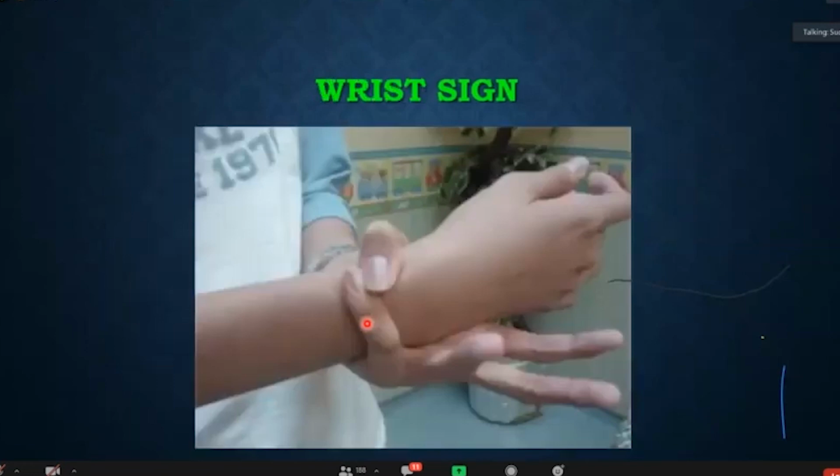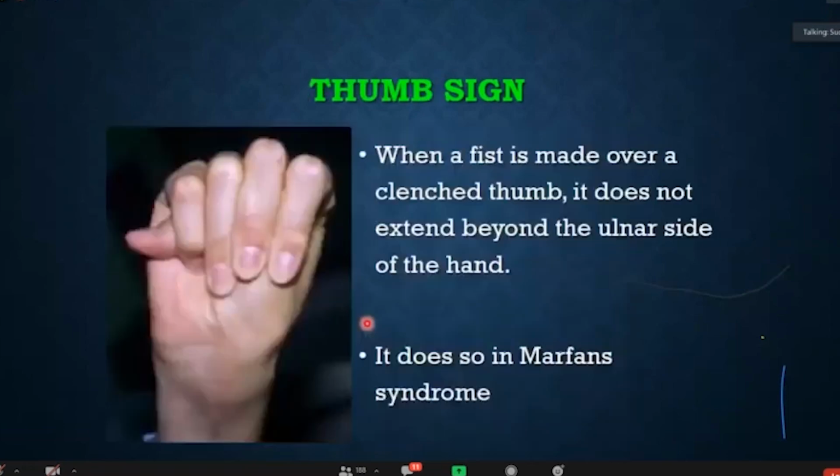And now, what is this? This is the wrist sign. In the wrist sign, what we do is look at the thumb and the little finger. Normally there is no overlap. However, if there is an overlap of these, then you say the wrist sign is positive.